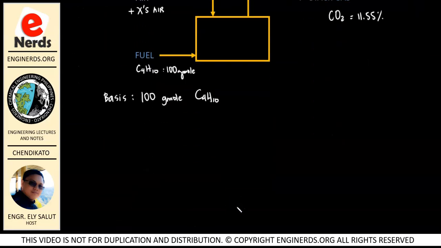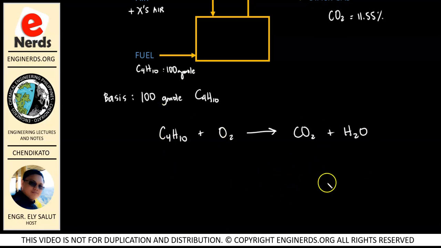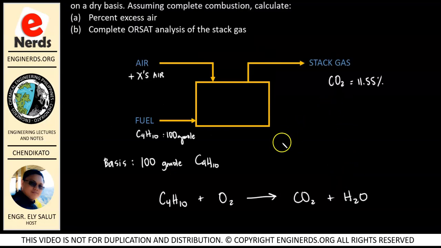So we have our reaction for combustion: C4H10 plus O2 producing CO2 plus water. This is because we have a complete combustion, so this is the only reaction. In fact, we can assume that in our stack gas, we do not have carbon monoxide, because we have complete combustion, and we know that we only get carbon monoxide if we have incomplete combustion.